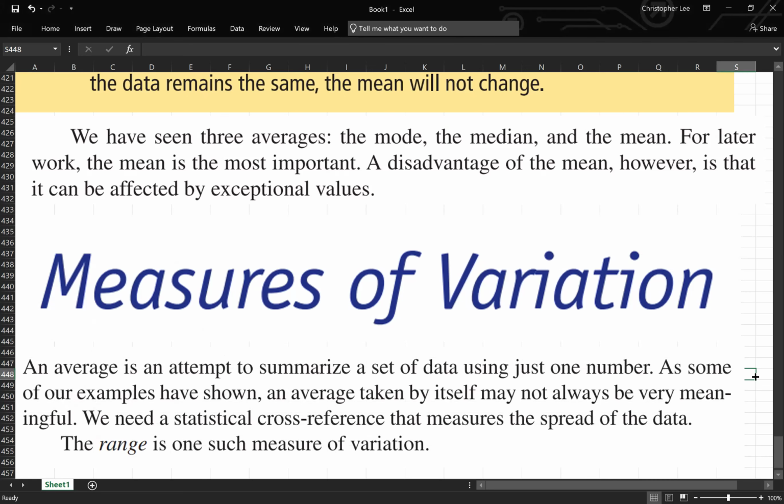All right, so an average is an attempt to summarize a set of data using just one number. As some of our examples have shown, an average taken by itself may not always be very meaningful. We need a statistical cross reference that measures the spread of the data, right? The range is one such measure of variation. So let's talk about range a little bit.